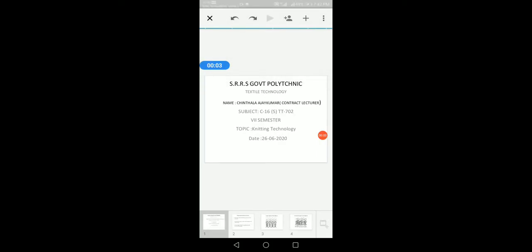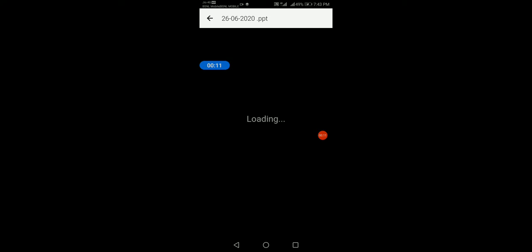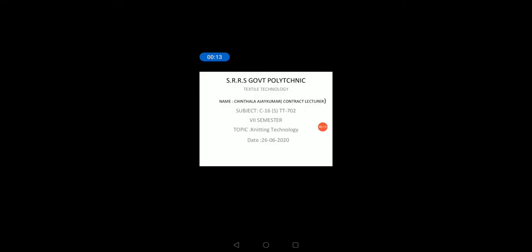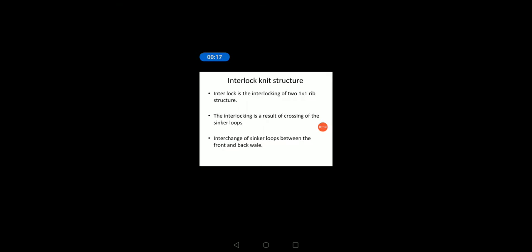Today our topic is in knitting technology only. In knitting technology, there is a subtopic, and one of the topics is the symbolic representation of interlock, the characteristics of interlock knit structure and features of interlock knit structures.